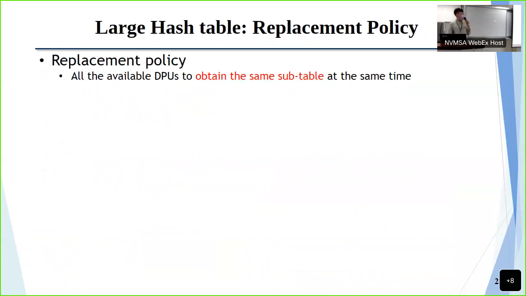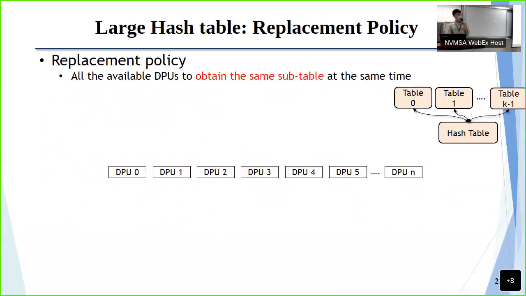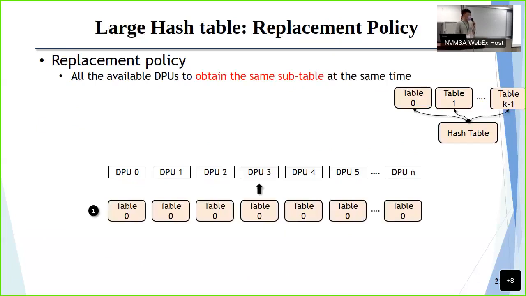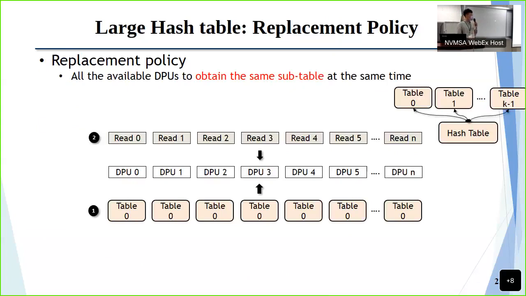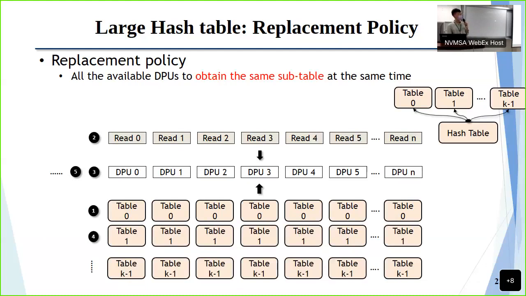The large hash table is divided into k subtables. The replacement policy requires all DPUs to get the same subtable at the same time. For example, there are n DPUs in this case, and these n DPUs all get table 0 first, and the host transfers reads to the DPUs. After the first DPU execution, we transfer table 1 into the DPUs and then execute the DPU program again. Table transfer and DPU execution have to be repeated k times because we have to ensure all subtables are searched for each read.